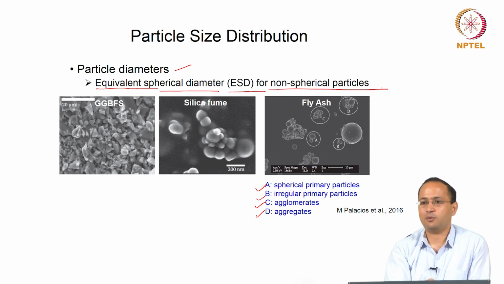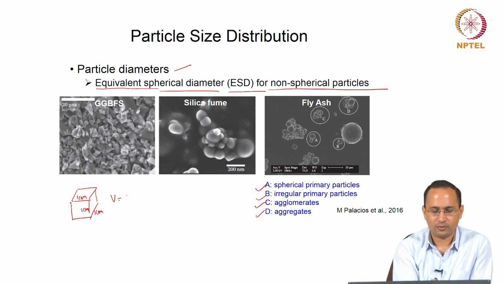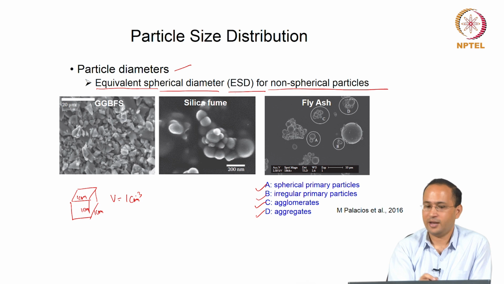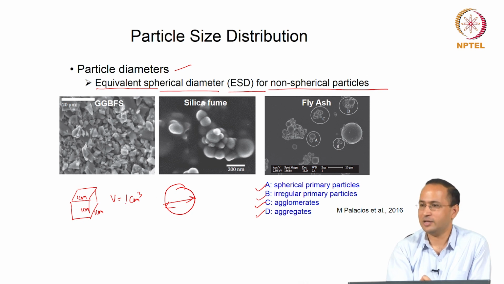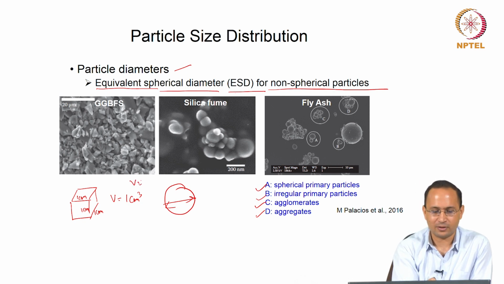For an example, in case of volume, just to understand what it means, imagine you have a cube of 1 centimeter size. So, you have a volume of 1 cubic centimeter. Now, can you tell me the diameter of a sphere which will have equal volume, a sphere which will have a volume of 1? That is the meaning of equivalent spherical diameter. This is on the volume basis. You can do it on surface area basis also.